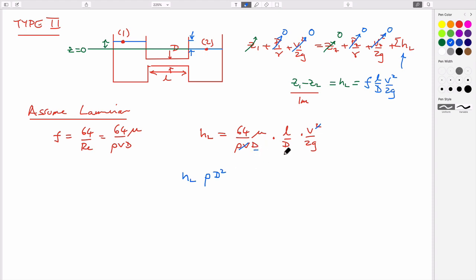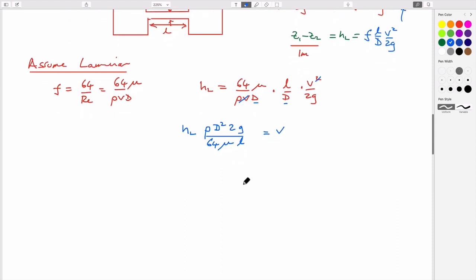for these two, times 2g, divided by 64 times viscosity times length. And so immediately we could calculate the magnitude of this. Do we have, yeah, sure, why don't I do that?